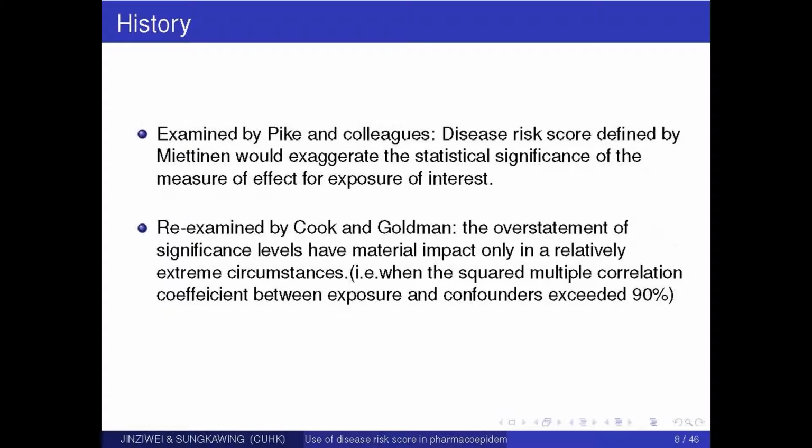This method was examined by Pike and his colleagues, and they concluded after studies that disease risk score defined by Miettinen would exaggerate the statistical significance of the measure of effect for exposure of interest. And it was later re-examined by Cook and Goldman. They found that the overstatement of significance levels has material impact only in relatively extreme circumstances. That is when the squared multiple correlation coefficient between exposure and confounders exceeded 90%.